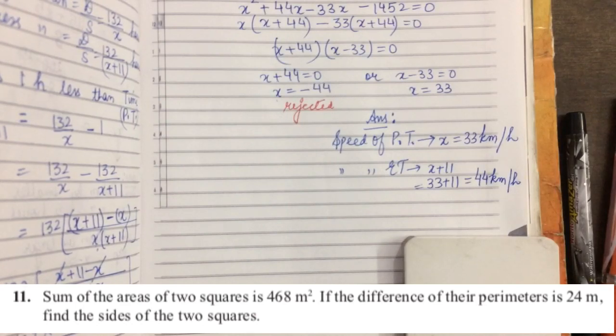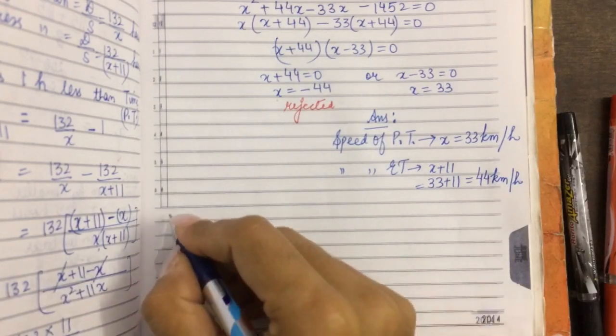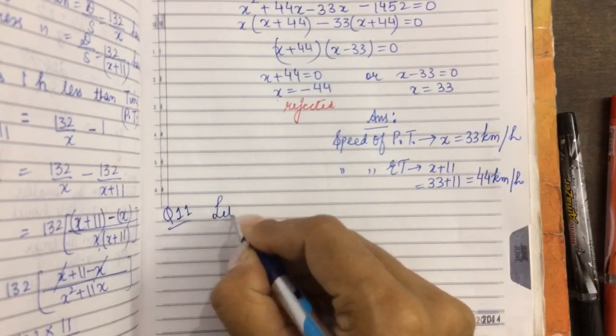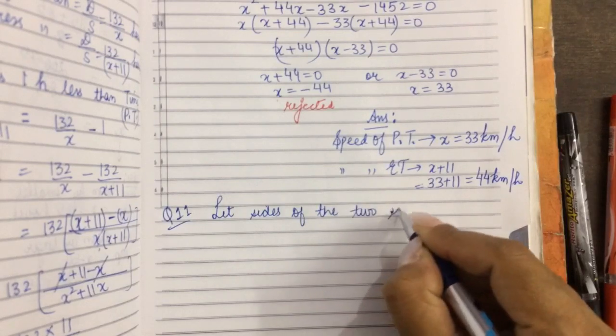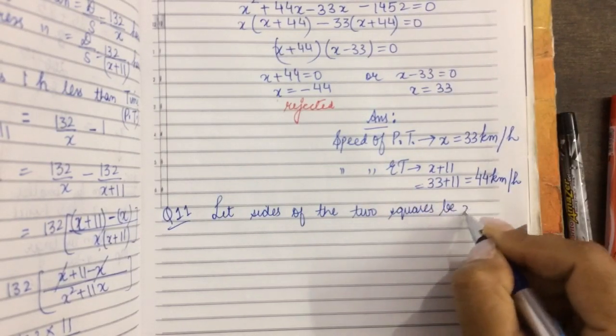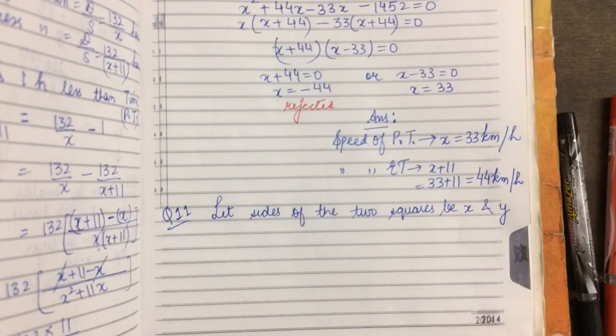Now I will be doing this question like question number 7, where I begin with two variables, but later on I convert them in such a way that the equation formed is in a single variable. So I'm going to start by assuming the sides of the two squares. Let the sides of the two squares be x and y. In the question they are talking about the areas and the perimeters of these squares.